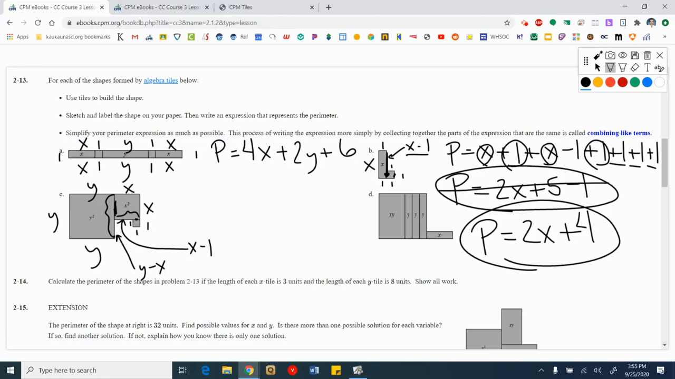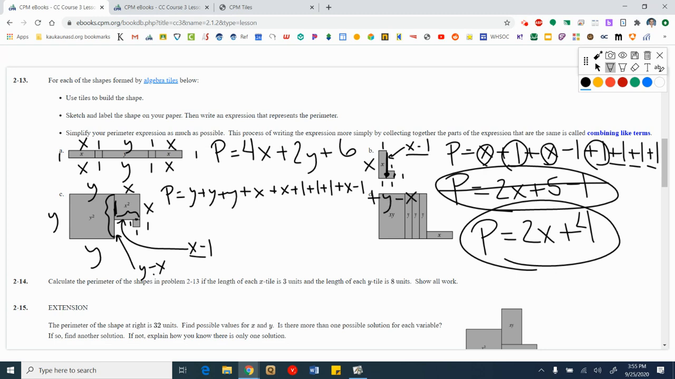Let's go ahead and add these together. y plus y plus y plus x plus 1 plus 1 plus 1 plus x minus 1, ooh, running out of room, plus y minus x. And I'll just write right over the top here, plus y minus x.